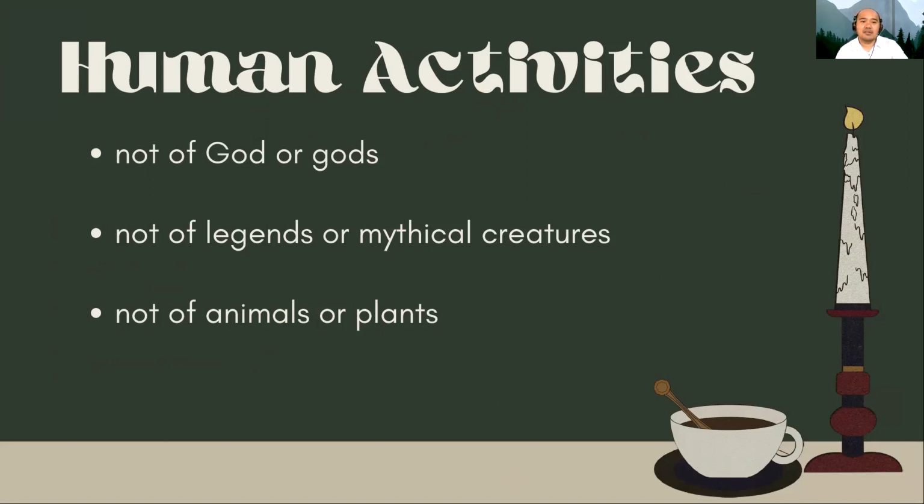Again, these are the main components that I have mentioned earlier. It's human activities. So history is not about God or gods, although there are written texts about God or the gods. When we talk about history, we are only focusing on human history, not the narrative of the gods that they had worshipped, nor the legends or the mythical creatures that are not scientifically proven to exist. It's not also about animals and plants. The scope of history is only focused on human activities.